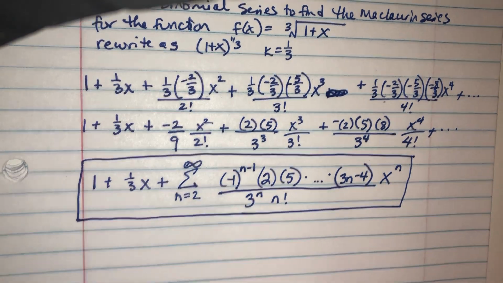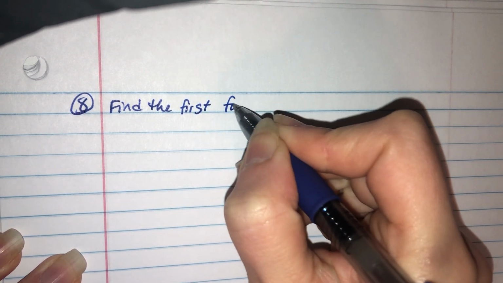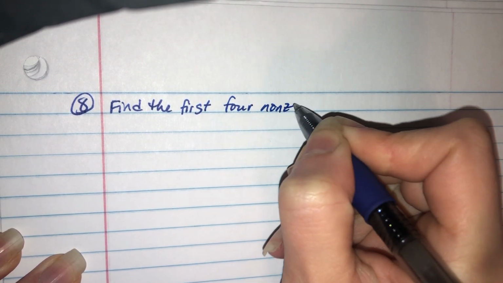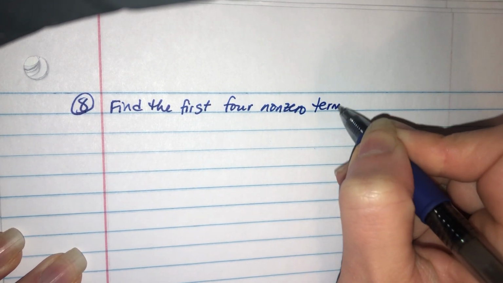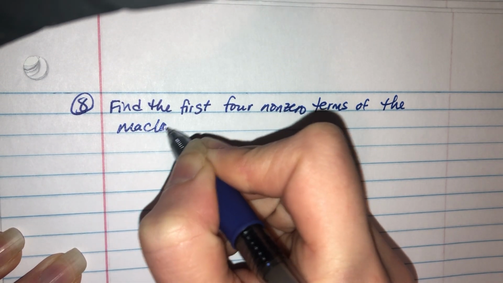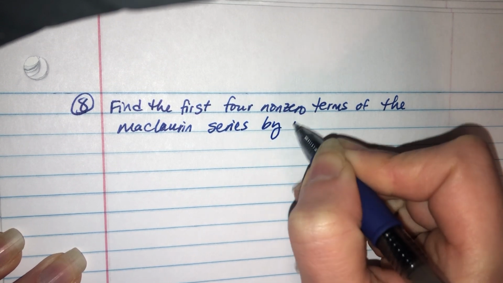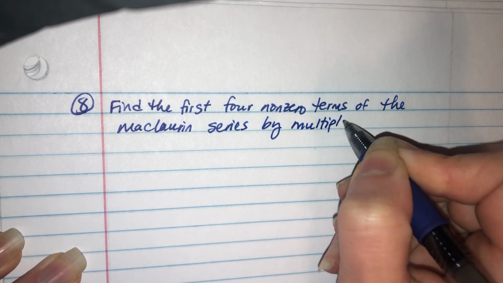The more you look at them and analyze them, the better and more comfortable you become in working with them on your own. Okay, I've got 2 more examples for you today to wrap things up. Number 8 says, find the first 4 non-zero terms of the Maclaurin series by multiplying.